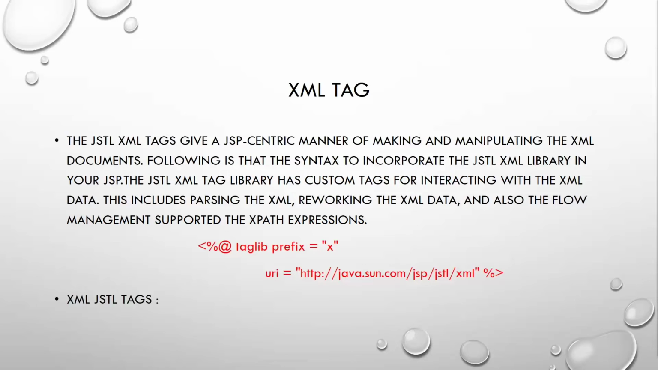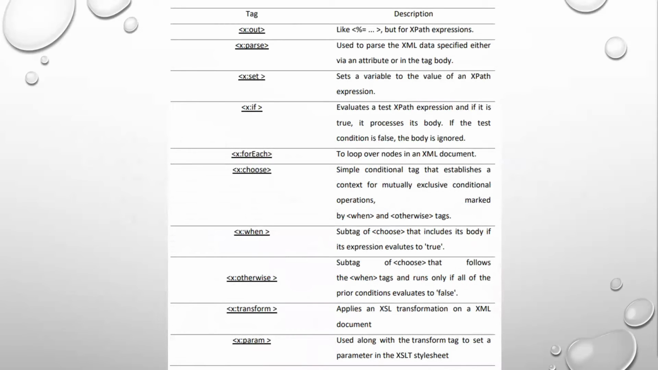XML tags. The JSTL XML tags give a JSP-centric way of creating and manipulating XML documents. Following is the syntax to include the JSTL XML library in your JSP. So here is the syntax for your JSP. The JSTL XML tag library has custom tags for interacting with XML data. This includes parsing the XML, transforming the XML data, and also flow control based on XPath expressions. So here is a table that lists out the XML JSTL tags. So here are the tag and description.